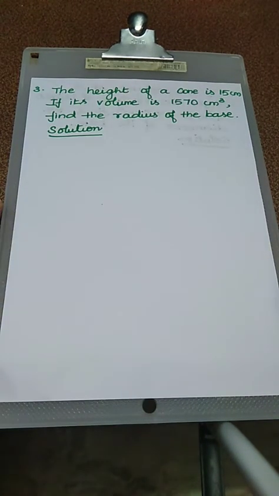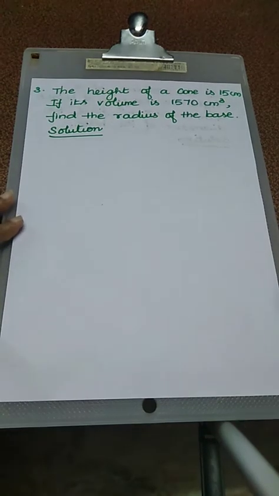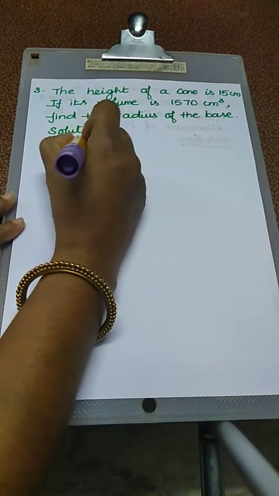Third problem. The height of a cone is 15 centimeter. If its volume is 1570 centimeter cube, find the radius of the base. Here volume of a cone is given. Height of a cone is also given. We apply the volume formula and we get the radius of the base. So first write the given.